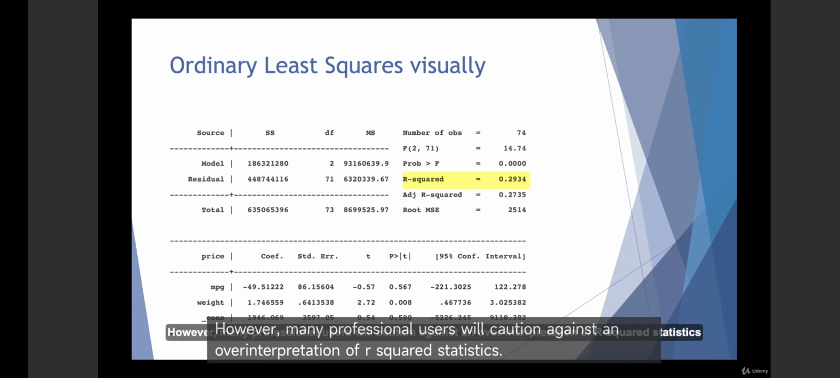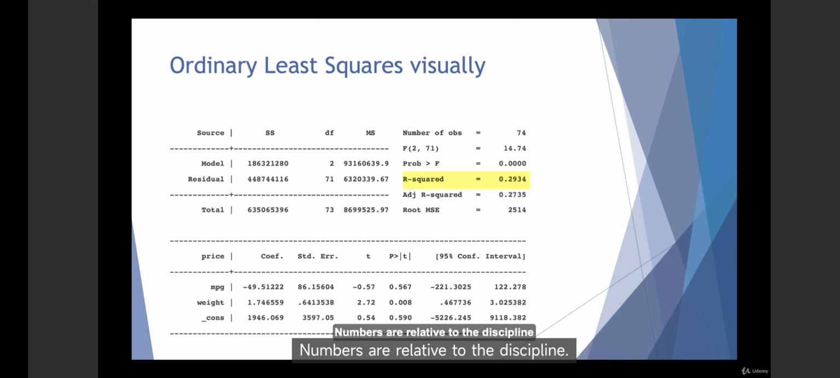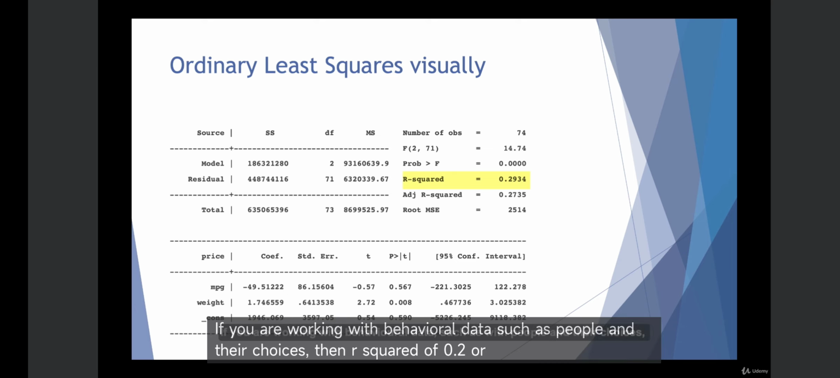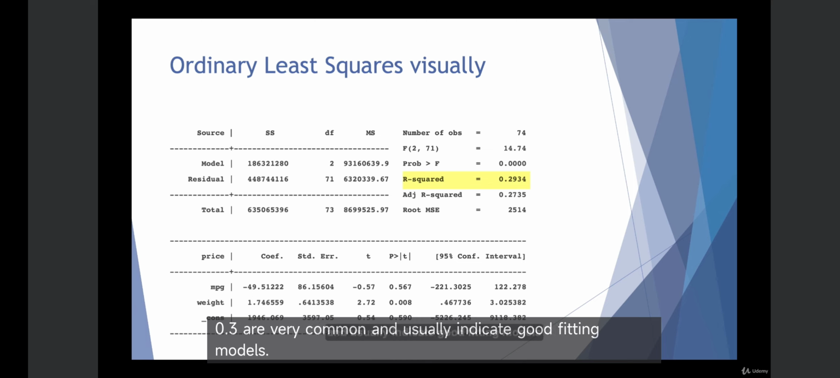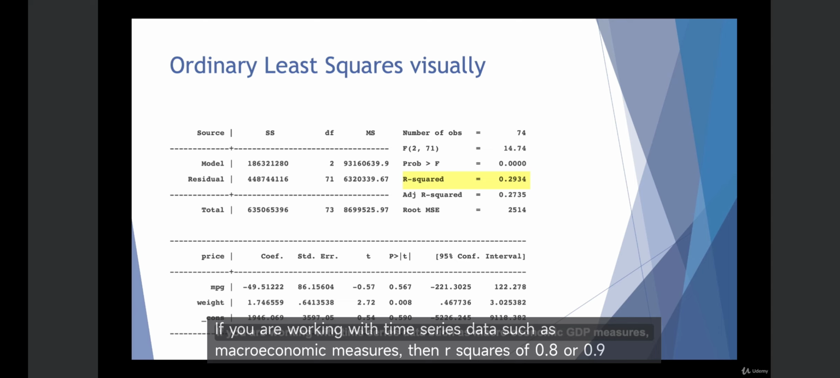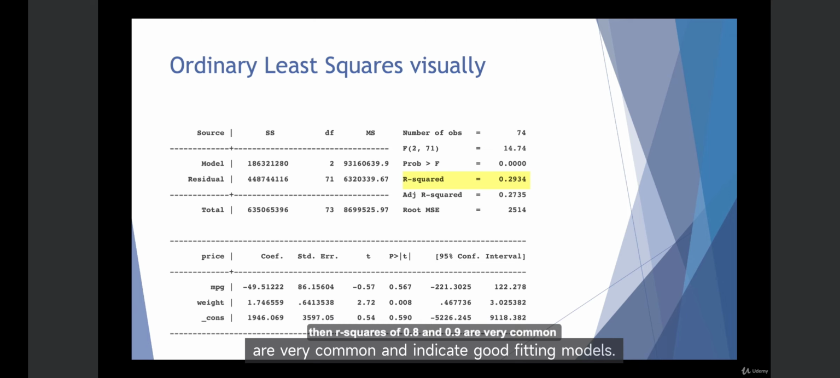However, many professional users will caution against an over-interpretation of R-squared statistics. Numbers are relative to the discipline. If you are working with behavioral data, such as people and their choices, then R-squareds of 0.2 or 0.3 are very common and usually indicate good fitting models. If you are working with time series data, such as macroeconomic GDP measures, then R-squareds of 0.8 or 0.9 are very common and indicate good fitting models.